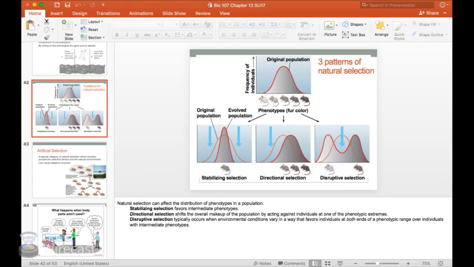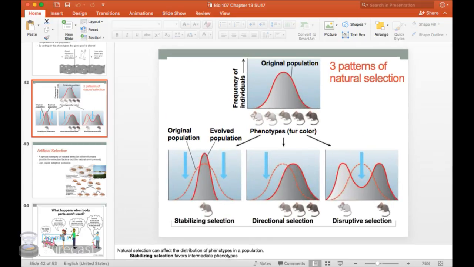Okay, stabilizing selection is when the intermediate is favored over the extremes, right? We have our gradient of phenotypes here. So we have one extreme, which is fully white. We have another extreme, which is fully dark. And then we have this intermediate, this is gray color. Stabilizing selection selects for the intermediate and against the extremes. And so all the extremes over here are going to die off, and we're going to end up with everything basically being this intermediate phenotype.